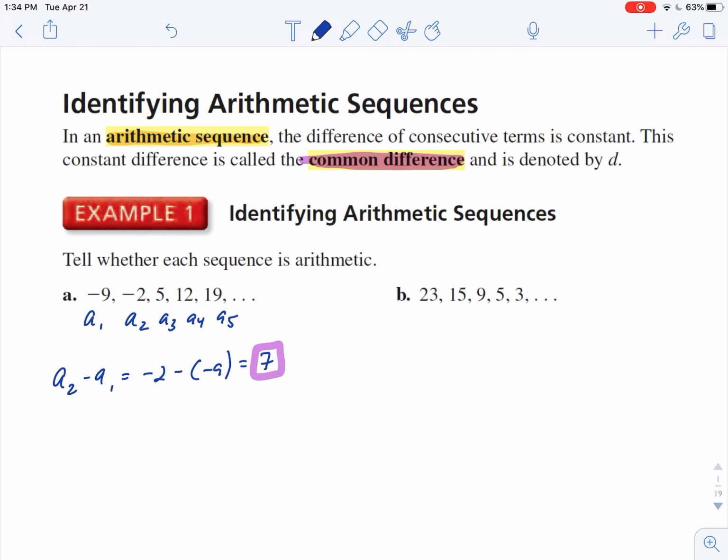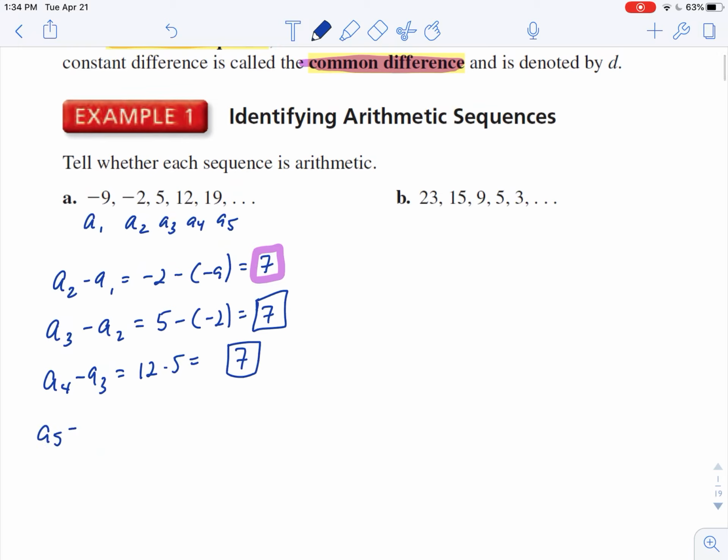So the third term in our sequence, if we subtract the second term from that, that would be equivalent to saying 5 minus a -2. And well, what do you know? That is also 7. So we have 7 consistently showing up. So the difference from term to term seems to be 7, but we do need to check and make sure that that holds. So is the fourth term minus the third term going to hold? Well, that's 12 minus 5. Yes, that's also 7. And is the fifth term minus the fourth term also going to hold? Well, that's 19 minus 12. Well, yes, that is 7. So yes, it is an arithmetic sequence.